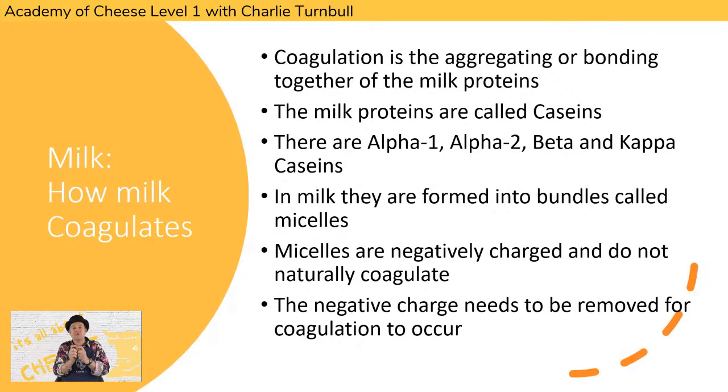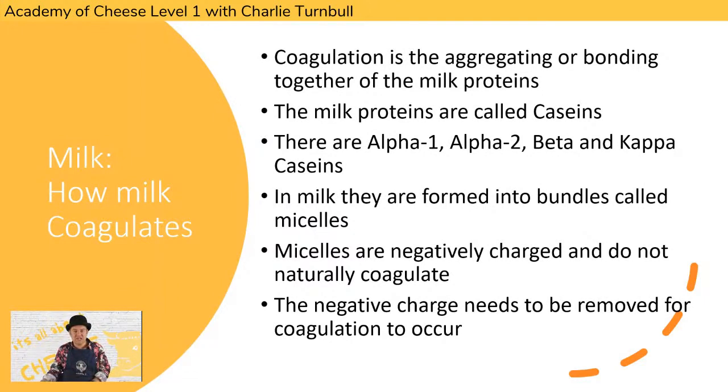Now, if we want to make those micelles bond and form the curds we need, somehow we've got to neutralize the negativity on those little kappa caseins, because they're like a force field around each micelle. So long as that negative charge is there, they will never bond together. We won't get any form of bonding or aggregation. We will stay as milk. But fortunately, we have some magic techniques brought in by the bacteria to change the pH that will allow us to do that. But that's for another section.